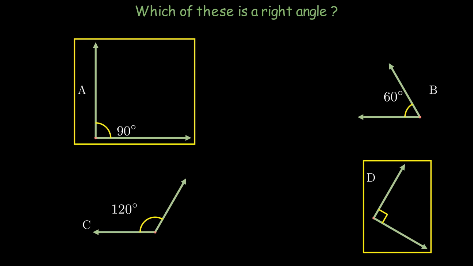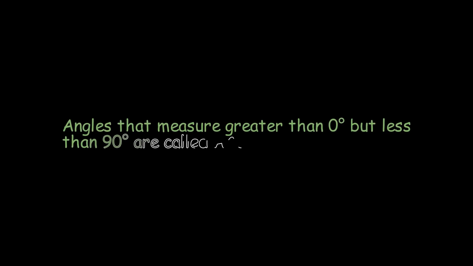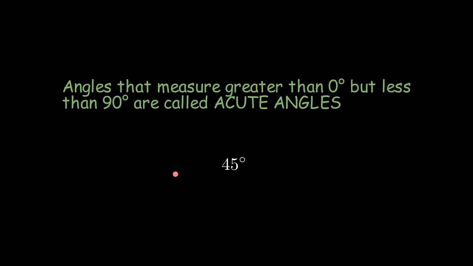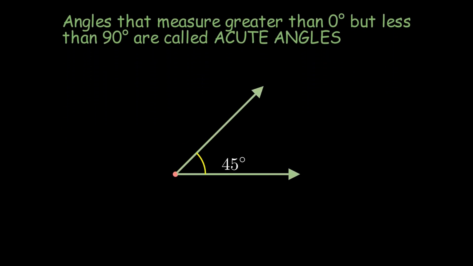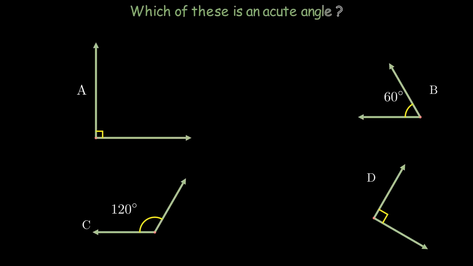right angles. Now, angles that measure greater than 0 degree but less than 90 degrees are called acute angles. An example of this is the 45 degrees angle we looked at earlier. 45 degrees is greater than 0 degree, but also less than 90 degrees, so it's an acute angle. Great, you now know what acute angles are, so here's a question for you. Which of these is an acute angle? Remember, acute angles measure greater than 0 degree, but less than 90 degrees.